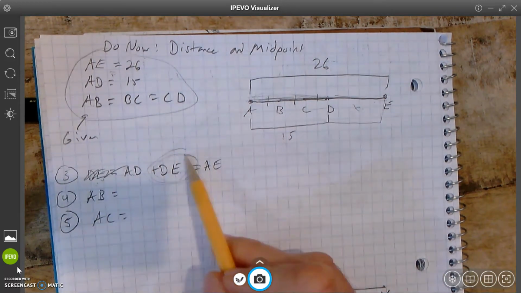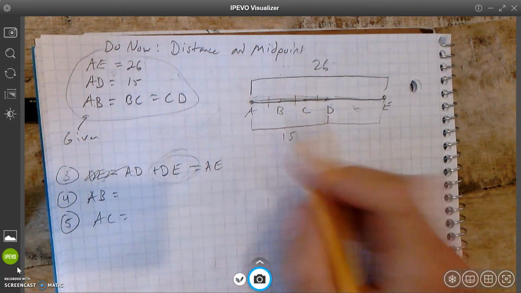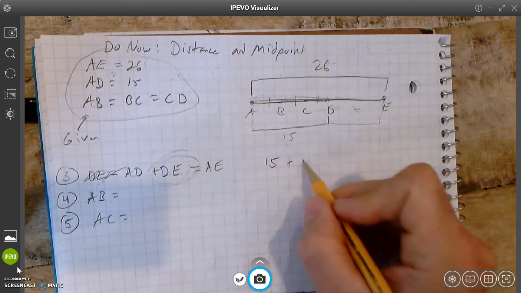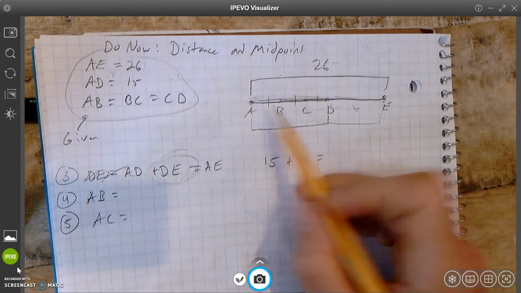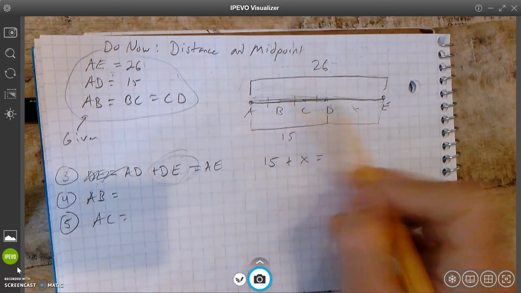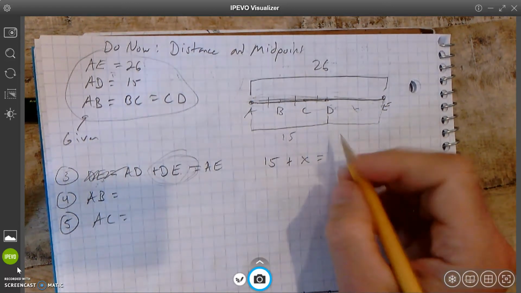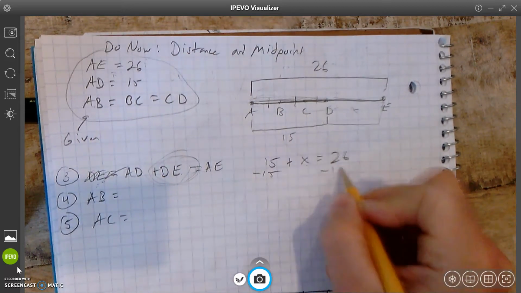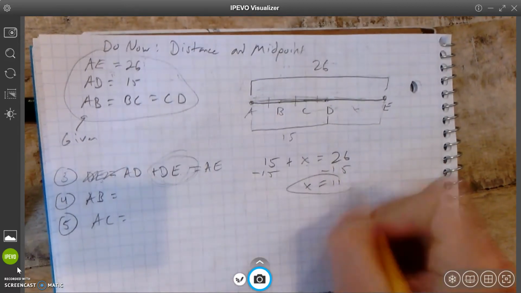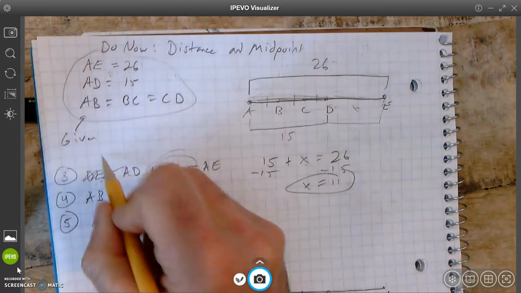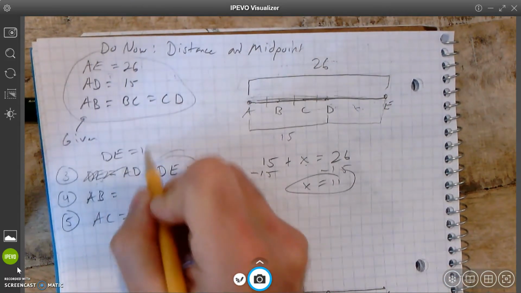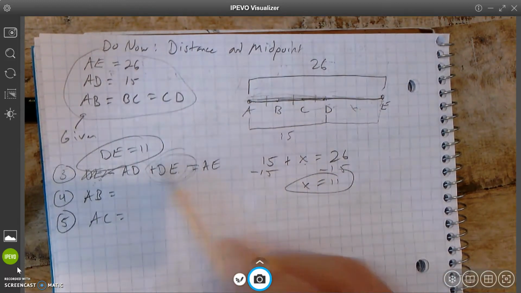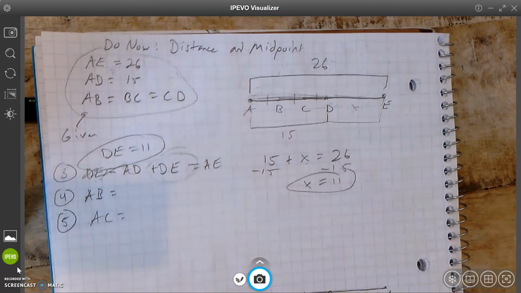Sorry about that. Now it's more clear. AD is 15, and DE is what I'm looking for, so I'm going to call that X. AE is the whole thing, these two small parts combined, which is 26. So now I'm solving for X. I just subtract 15, and I get 11. That would mean that DE was 11. So that was the first answer, number 3 of this part. Number 3 on your do now was 11.